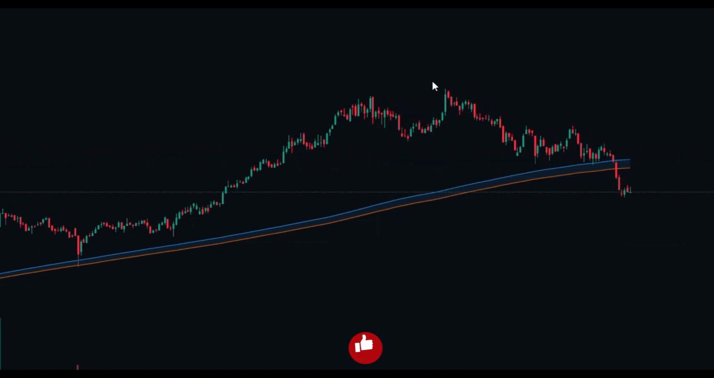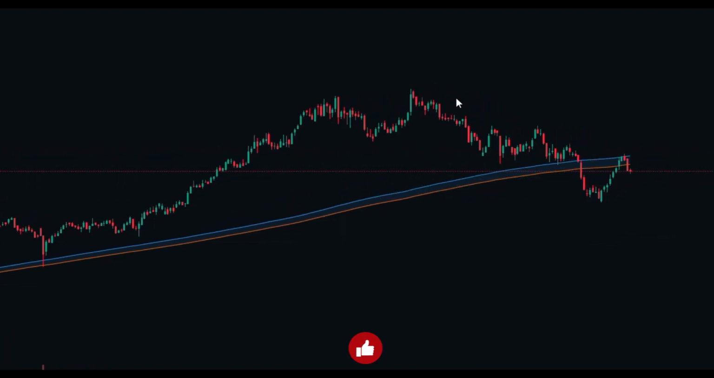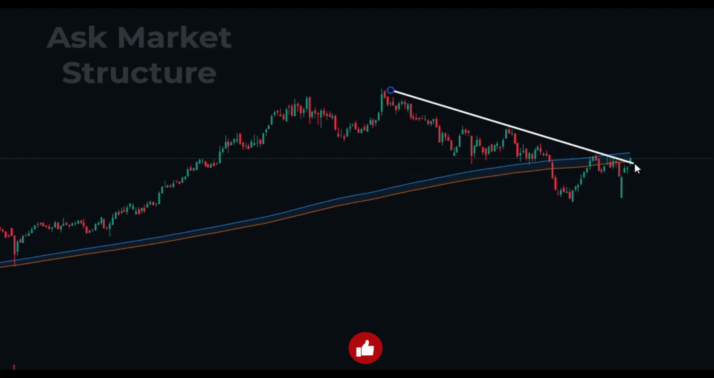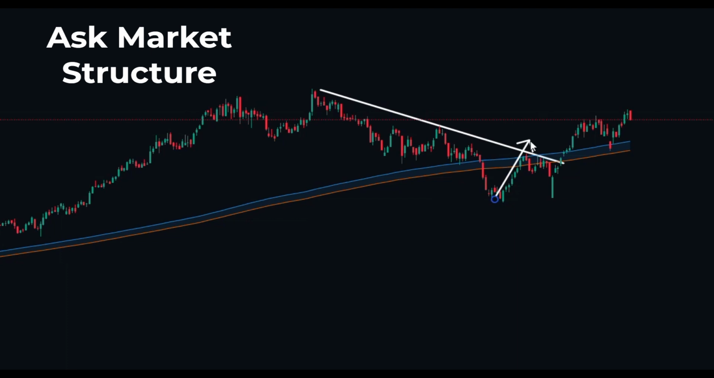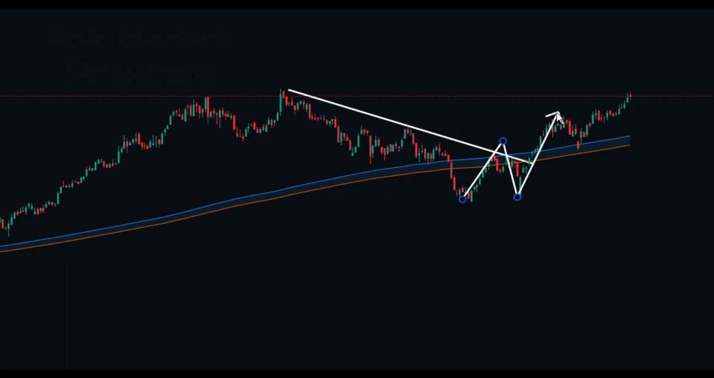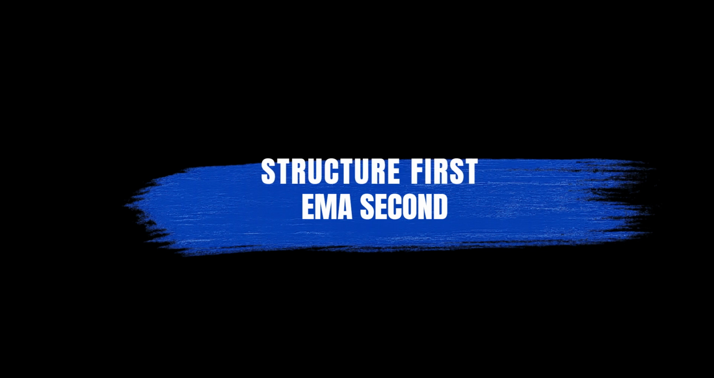This is where many beginners struggle. Every EMA touch is not an opportunity. Always ask, what is the market structure saying? Don't follow the EMA. Let the EMA confirm what the chart already tells you.